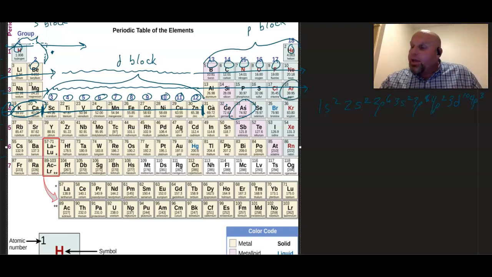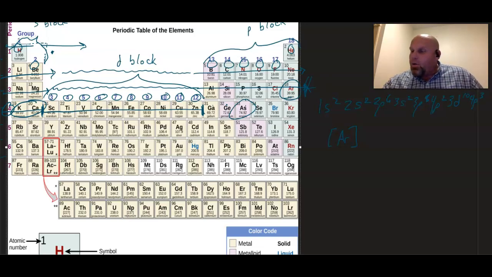So what I need to do there is just put argon in brackets. Basically what you're saying here is the first 18 electrons are the same as the noble gas argon. Those are our core electrons. Now I'm just going to go on from there. Instead of starting up at hydrogen at 1s, I'm now starting right here.